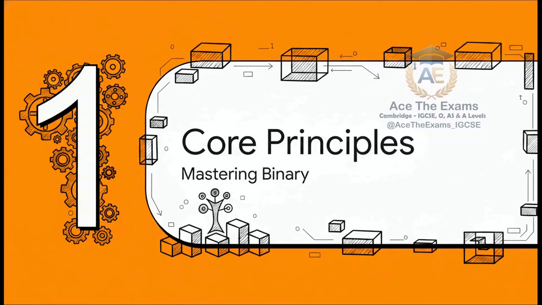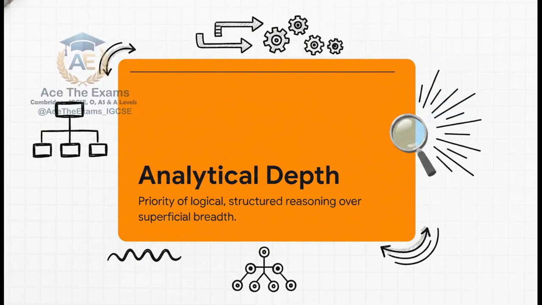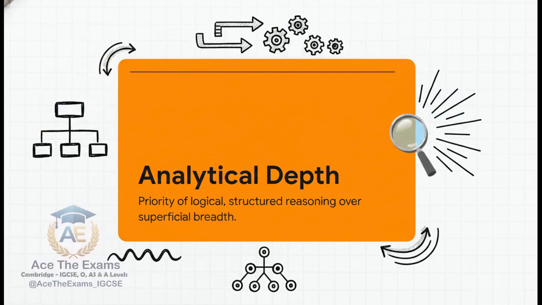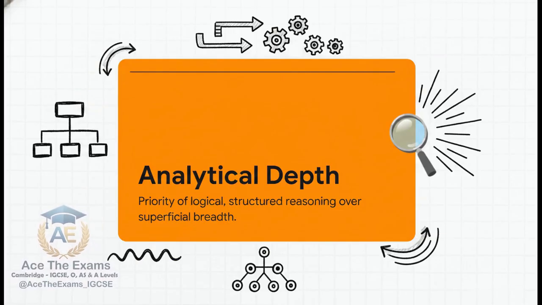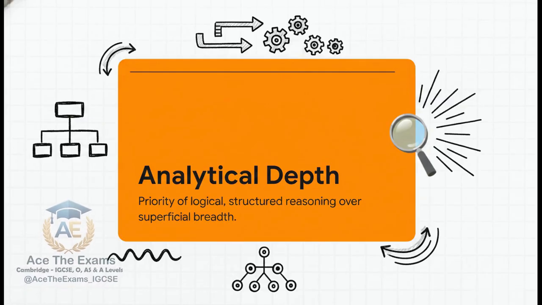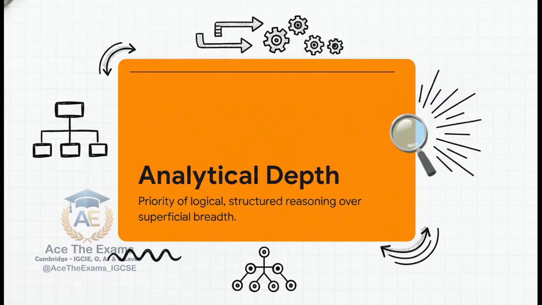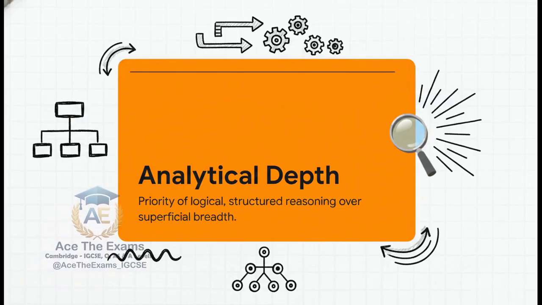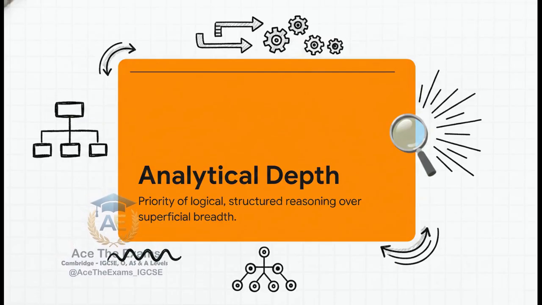Mastering core binary principles. Right, let's start by defining something absolutely crucial: analytical depth. In the Cambridge Assessment Framework, this means prioritizing logical, structured reasoning over what we call superficial breadth. So, what does that actually mean for you? Well, it means examiners are absolutely not looking for isolated, rote-learned facts. They don't just want a data dump. They demand precise definitions, clear causal relationships, and the logical reasoning behind exactly why a specific binary magnitude is being used in a given scenario.